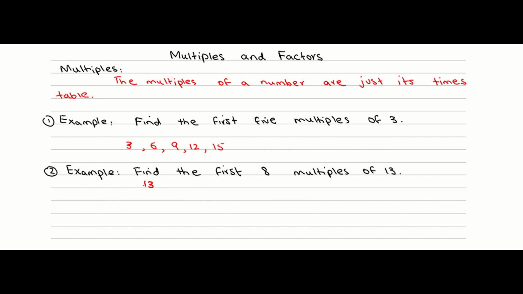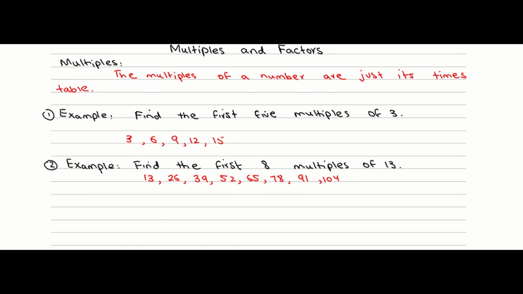And next we have 13 times 2, that is 26, and then 13 times 3, which gives you 39, and 4 13s will give you 52, and then 5 13s will give you 65, and then 6 13s will give you 78, and 7 13s are 91, and the eighth multiple of 13 will be 104. That is when we times 13 by 8. So that's it for the multiples. I hope it's clear.